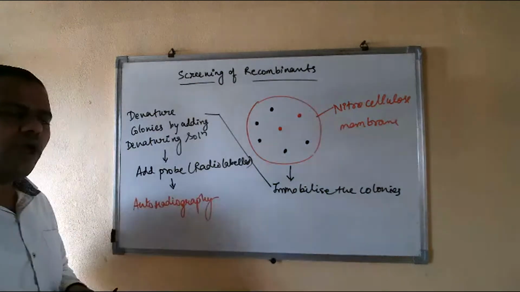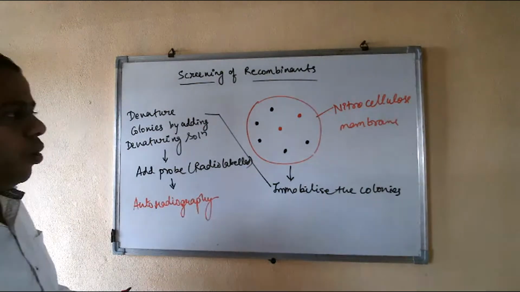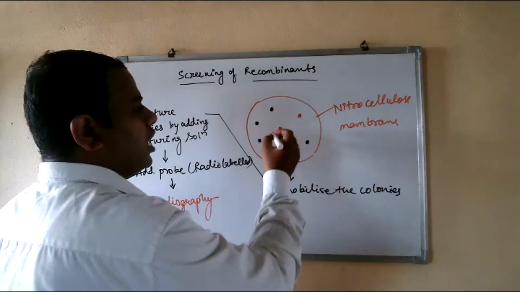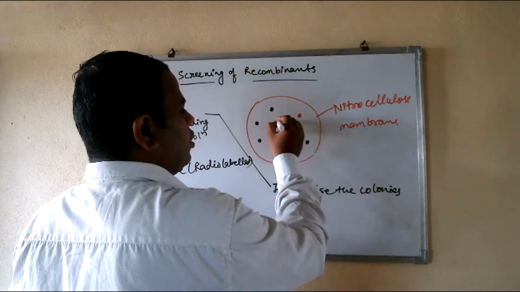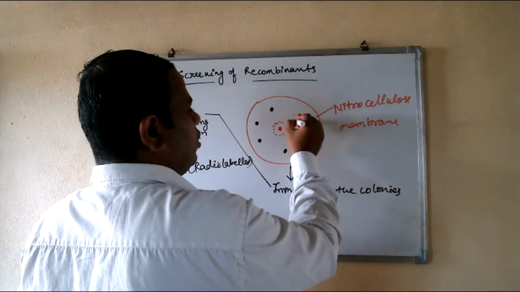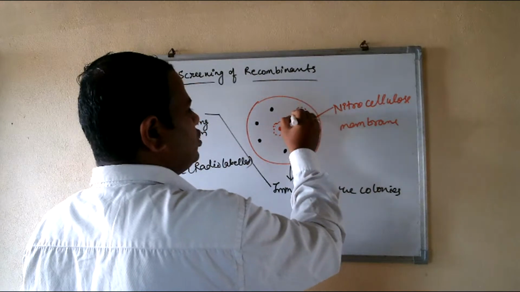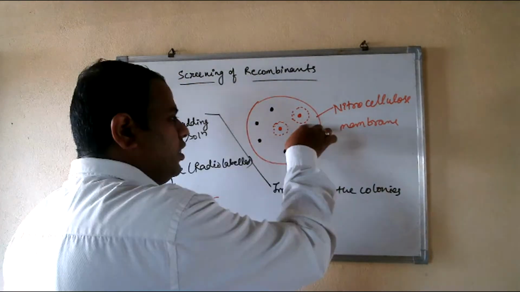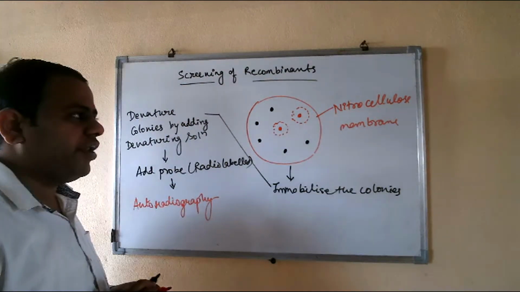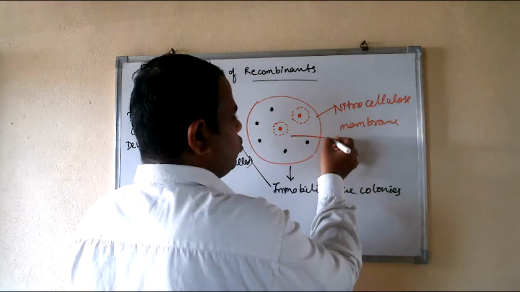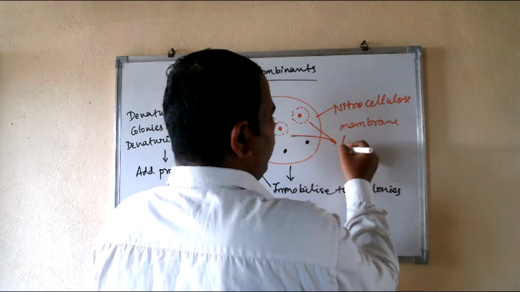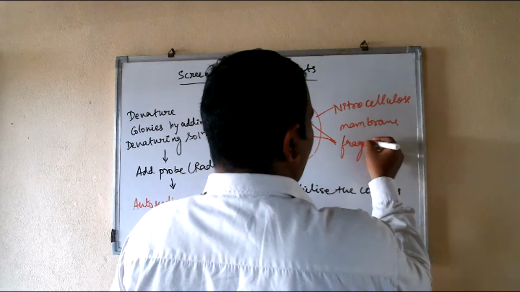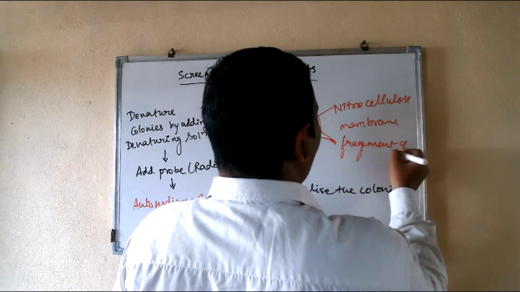So what is going to happen in the autoradiography machine? Only these two colonies are going to show their fluorescence. The radioactivity will be shown by these two colonies only. This will confirm that only these two colonies have the fragment of interest. So these two colonies will have your fragment of interest.